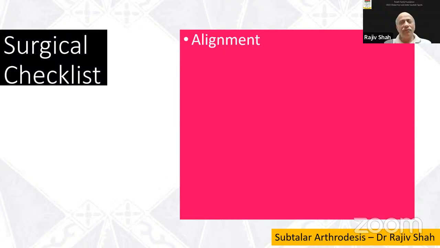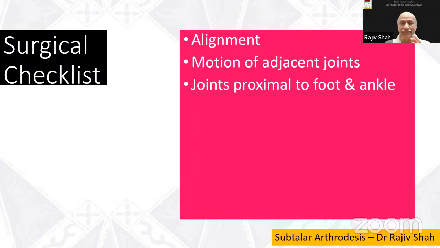Now, what is your surgical checklist? Number one, you look at the alignment of the subtalar joint. If it is in varus, you have to correct it. If it is in gross valgus, you also need to correct it. If it is in gross varus, not correctable, you might have to add an osteotomy in the form of Dwyer's osteotomy. If it is very bad valgus, you may have to add a medial calcaneal slide osteotomy over and above subtalar fusion.